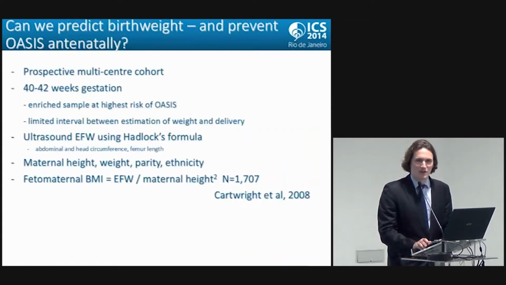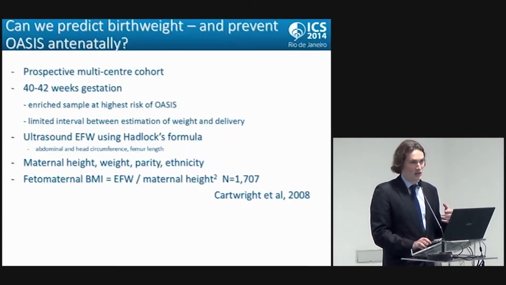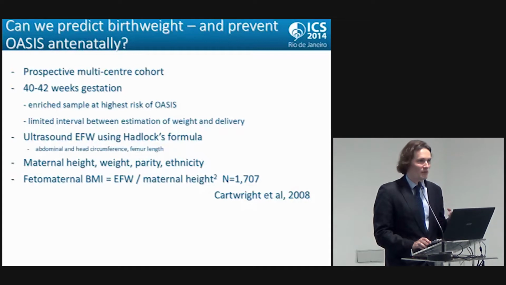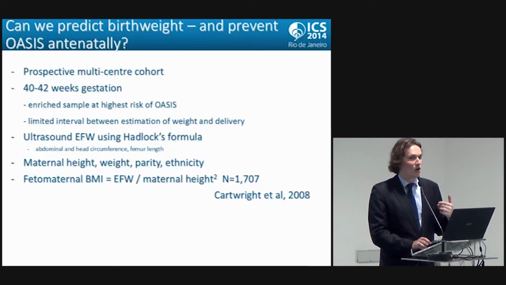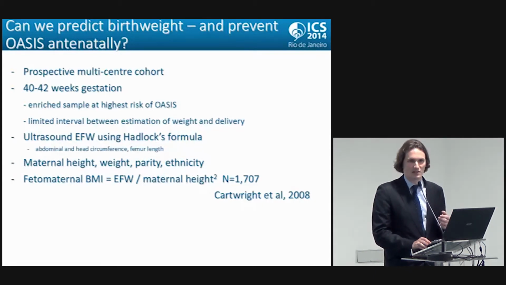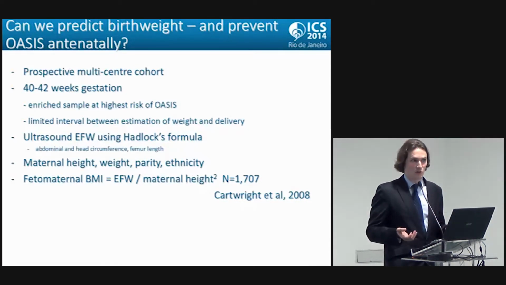A long time ago, 6 years ago, I presented this study at ICS, where we tried to see whether we could predict OASIS by measuring the baby's weight antenatally. So we did it with a prospective multi-centre cohort in southeast London, and we recruited women coming to our post-term clinic, so at 40 to 42 weeks gestation, and we did that for two reasons. Firstly, there was a short interval between when we were going to scan them and when they would deliver, and secondly, because these women have well-grown babies, big babies, that put them at high risk of OASIS.